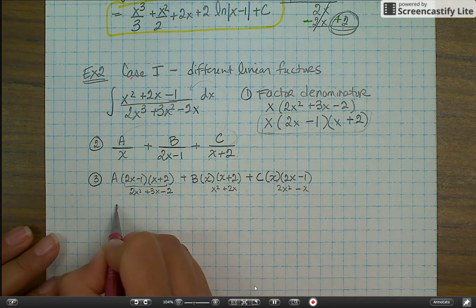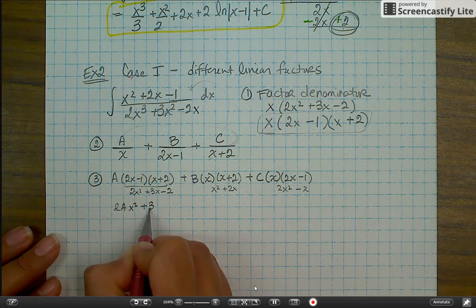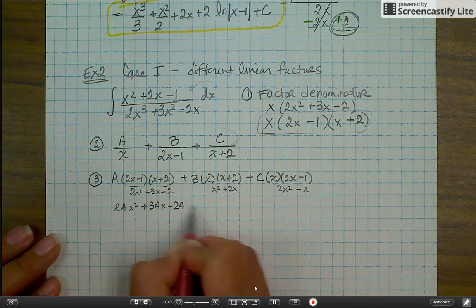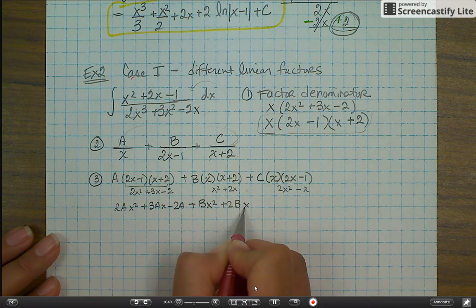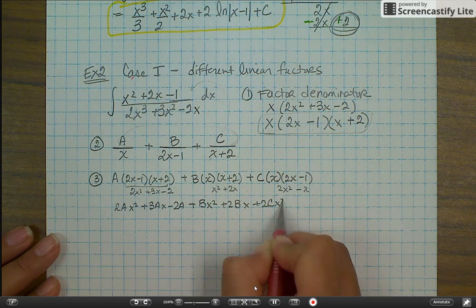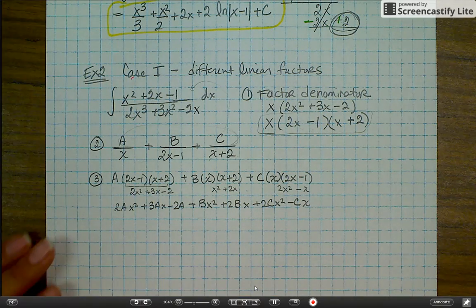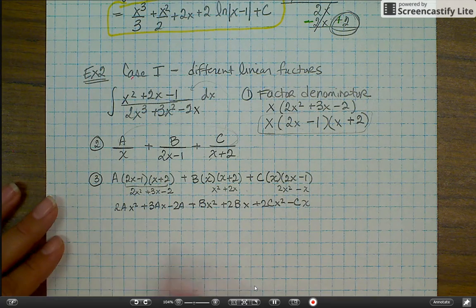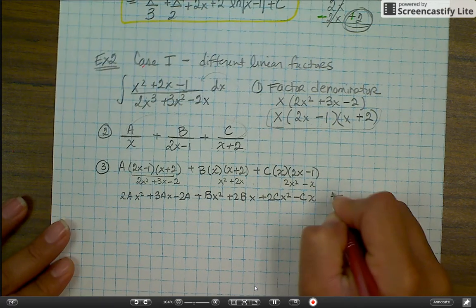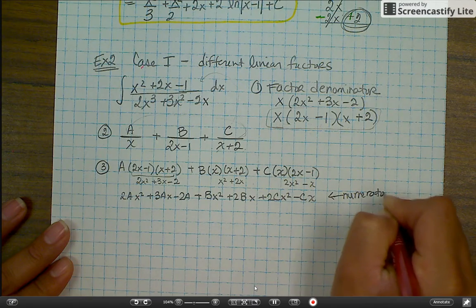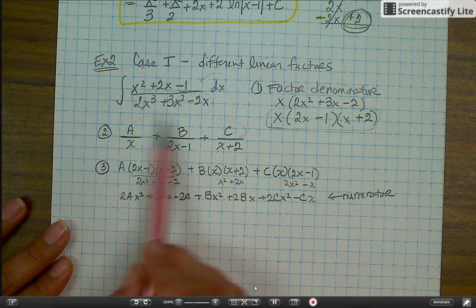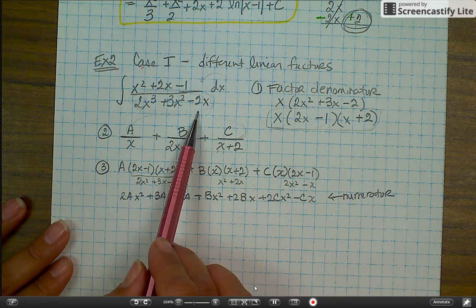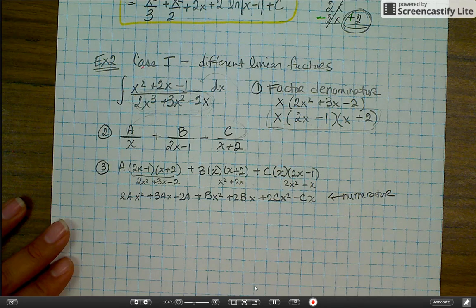So I'm going to have 2ax squared plus 3ax minus 2a plus bx squared plus 2bx plus 2cx squared minus cx. Now I am done with my numerator, and this I'm going to say is my numerator. This is all over this common denominator, which I don't feel like writing right now.